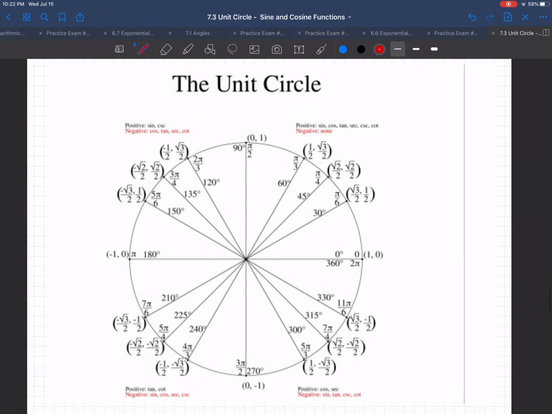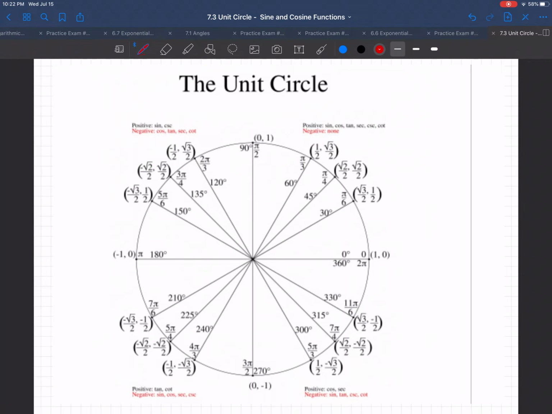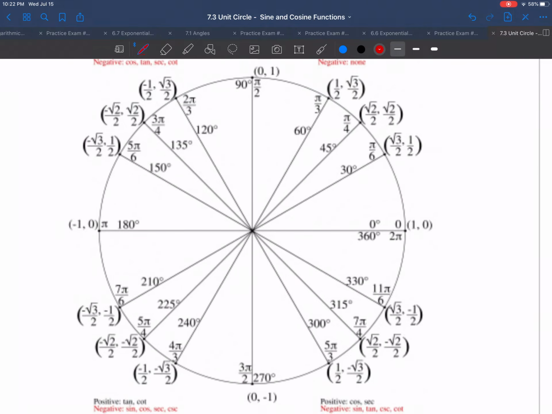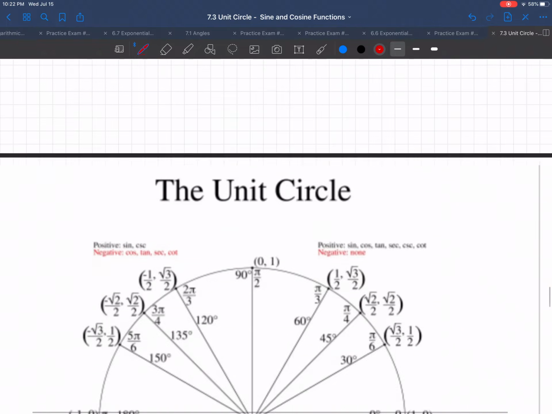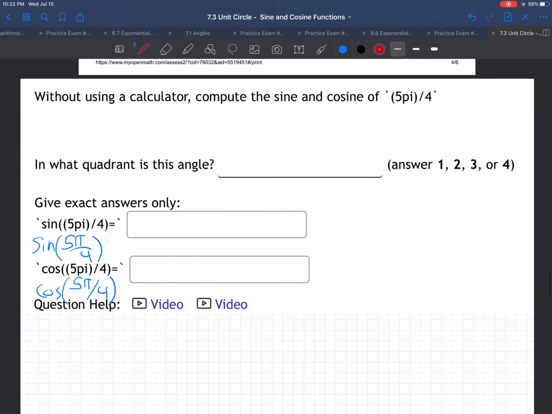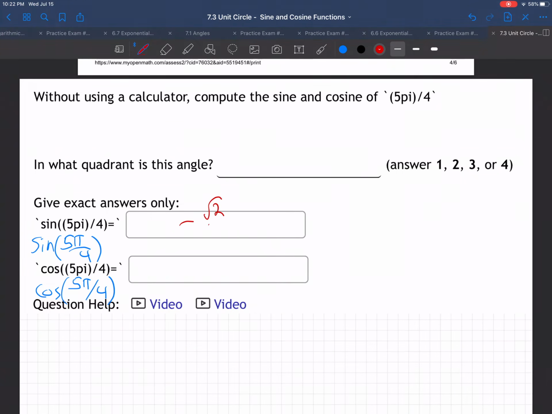You're going to have a copy of this in your notes. You can use it on the test, your homework, everything. So just find 5 pi over 4 on this unit circle. There it is right there. So this is the cosine, this is the sine. Turns out they're the same. But the x-coordinate is always the cosine, the y is the sine. So we'll take that back. They're both the same. They're both minus root 2 over 2.